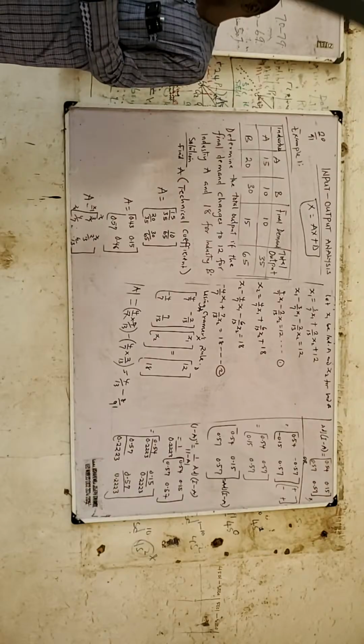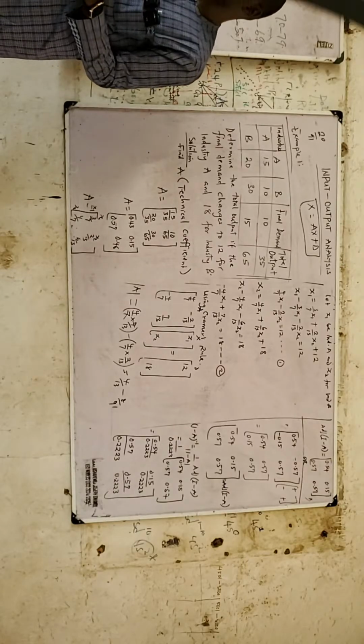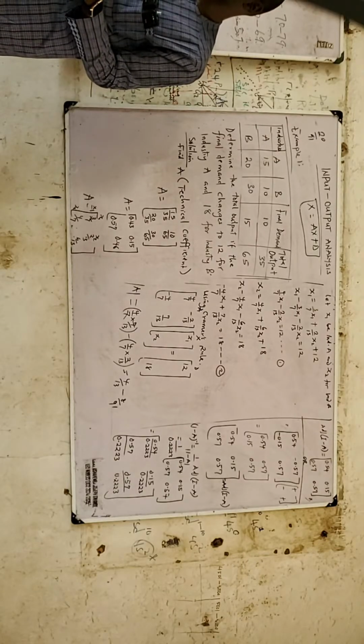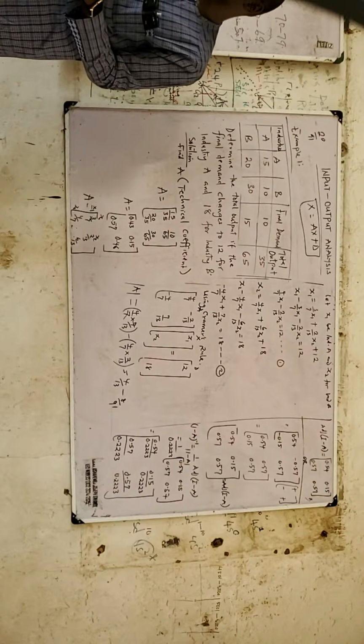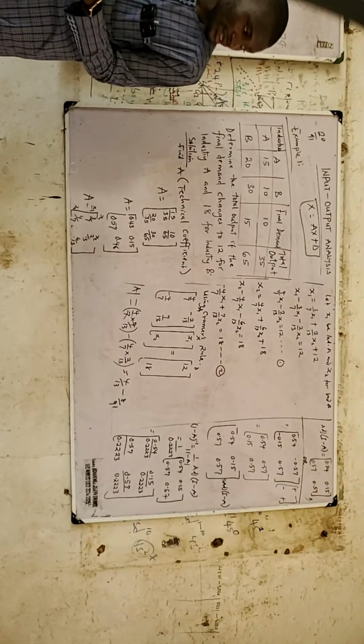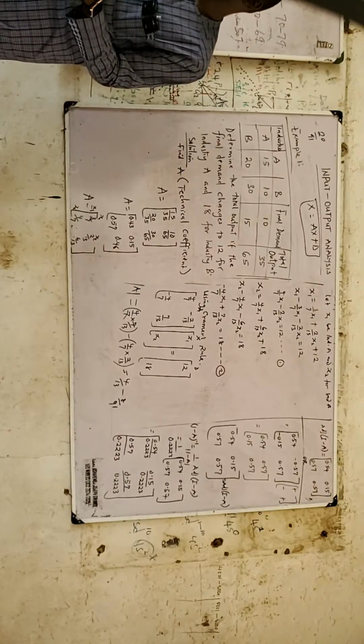Minus. Now this one, you put it in bracket. No, open bracket first. 4. Close bracket. Open bracket. Then 8 divided by 91. Close bracket.